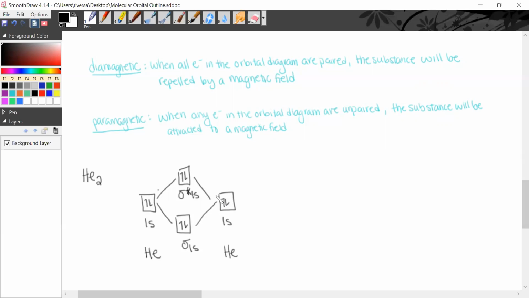You're like, all right, well, so what? Well, let's calculate bond order. Let's show why this molecule does not form. Number of bonding electrons down here, 2, minus the number of antibonding electrons, 2, divided by 2. 0. This molecule does not form. You get a bond order of 0, there's no probability of those electrons being in bonding orbitals. Does not exist.